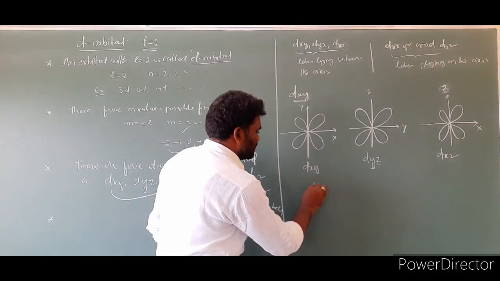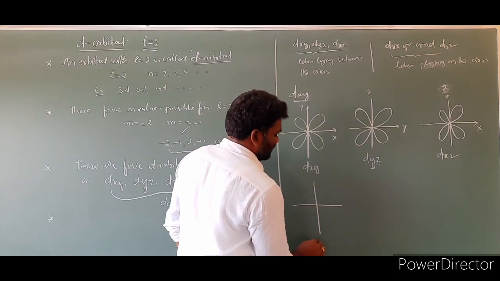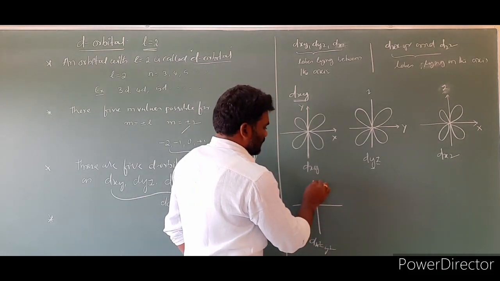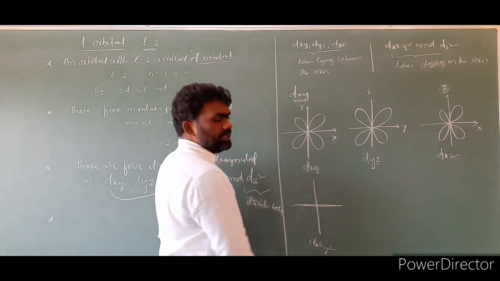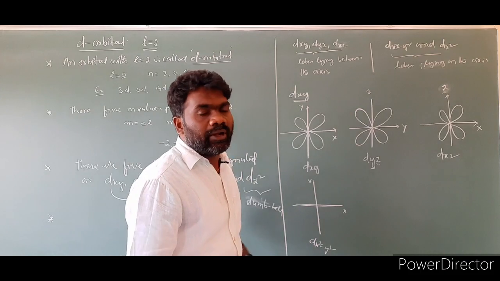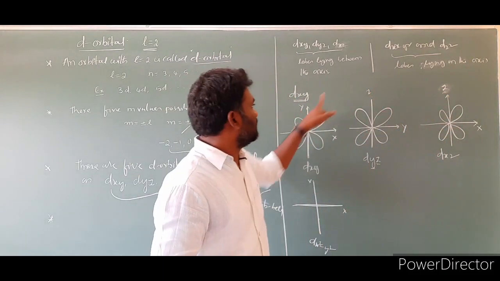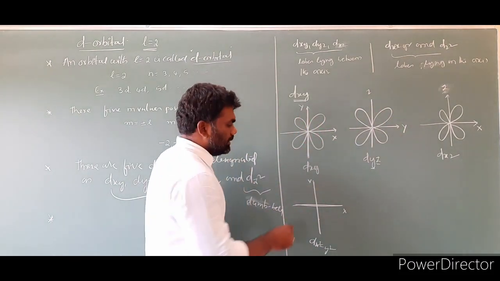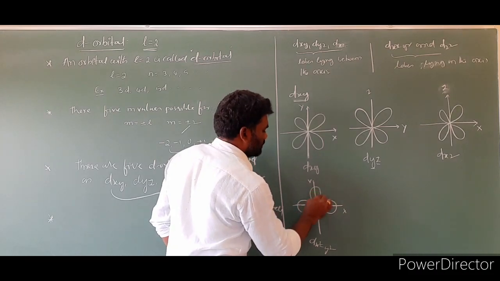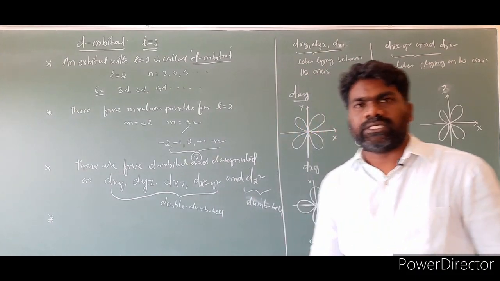So if you write the structures, this is dx square minus y square. In the case of dx square minus y square, these are the axes. X axis we are taking, this is the y axis I am taking. We have to show the lobes on the axis, not between. Here it is between the axes, but we have to show them on the axis like this. So this is the shape of the dx square minus y square orbital.